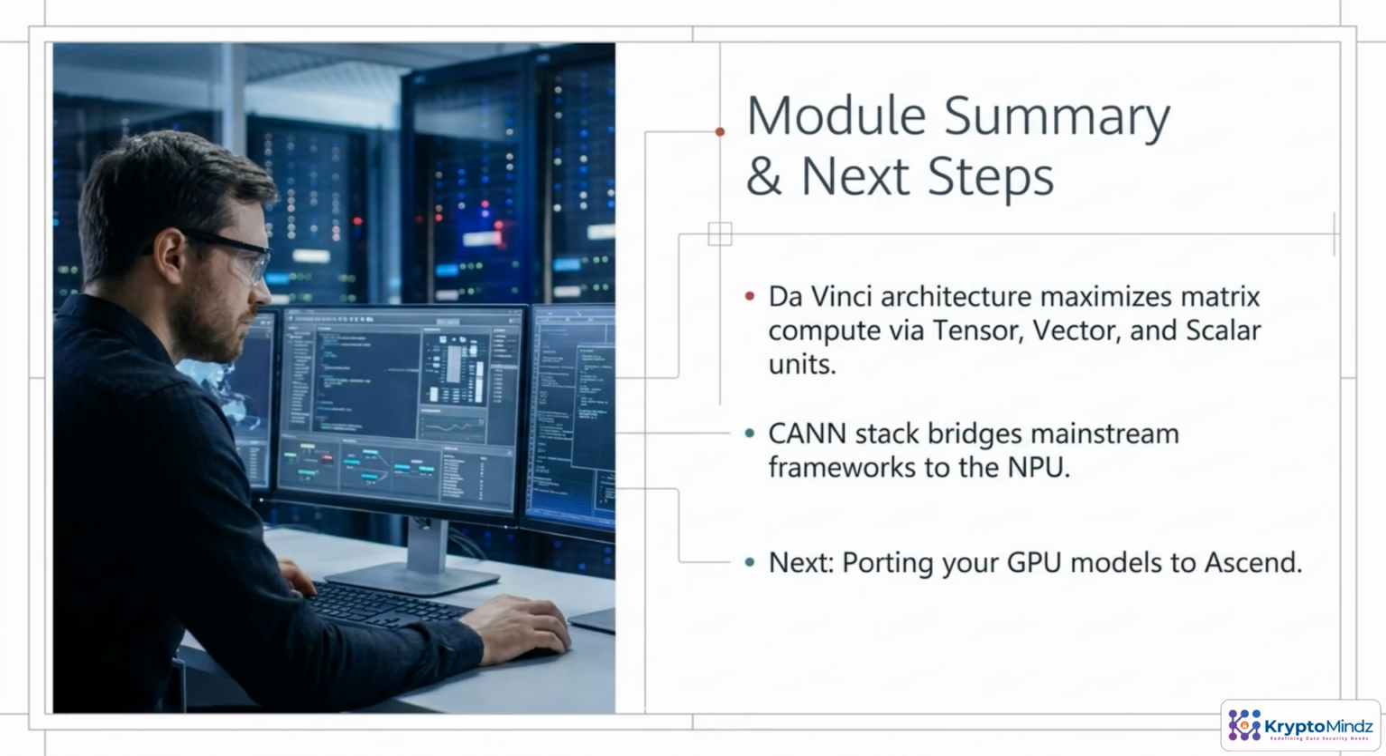In this module, you saw how the Vinci architecture drives matrix-heavy deep learning with specialized tensor, vector, and scalar units, and how the CANN software stack connects PyTorch and TensorFlow to Ascend NPUs. Next, you'll start porting your existing GPU models and validating their performance and correctness on Ascend.